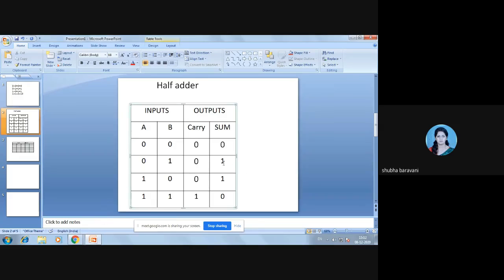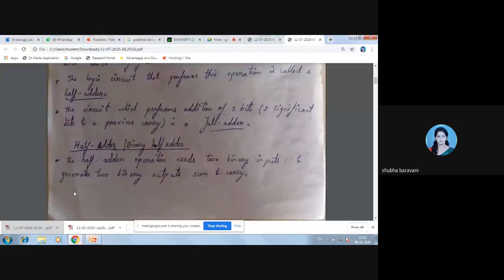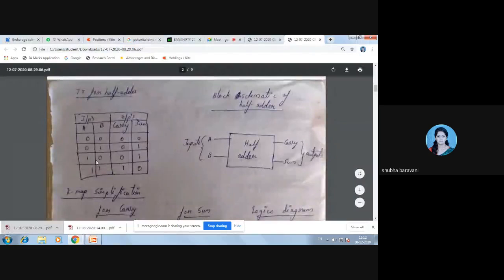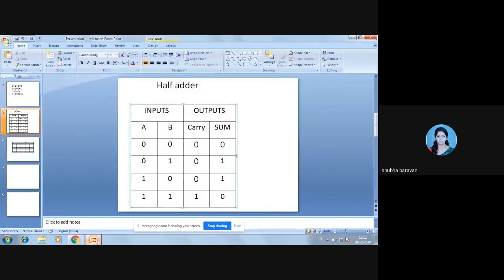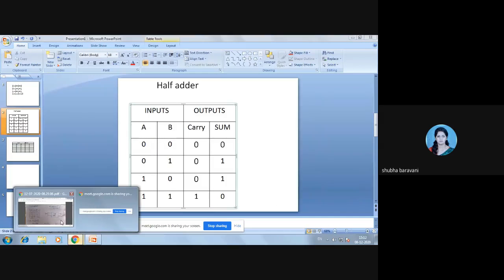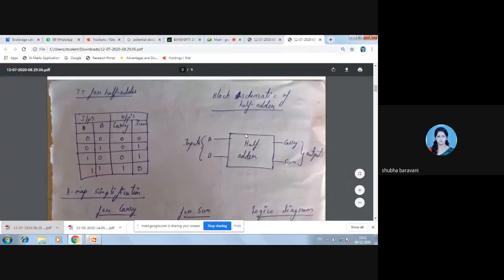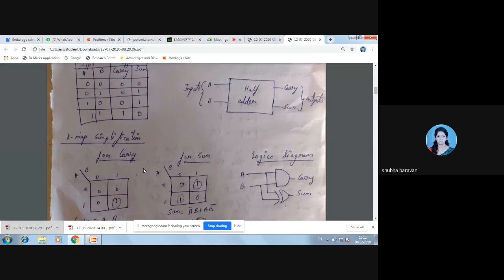So this is the truth table of the half adder, which I explained here. Depending on this, I have put the block diagram. As I said, a half adder is a circuit which has two inputs and generates two outputs, carry and sum.